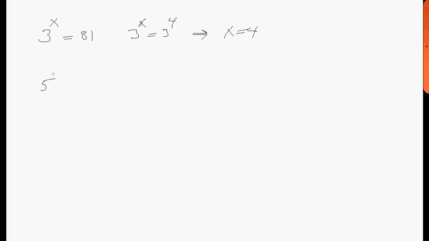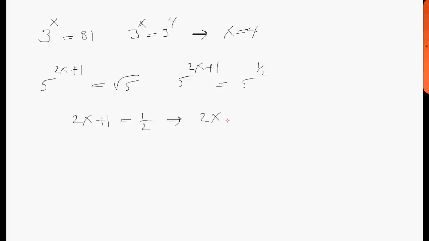And 5 to the power of 2x plus 1 equals radical 5. You should notice that radical 5 is 5 to the power of 1 over 2. So this is 5 to the power of 2x plus 1 equals 5 to the power of 1 over 2. So 2x plus 1 equals 1 over 2. So 2x equals, moving the 1 to the other side, negative 1 over 2.